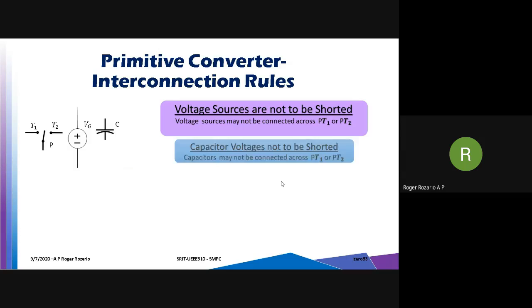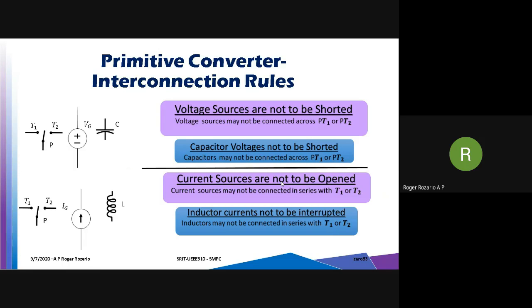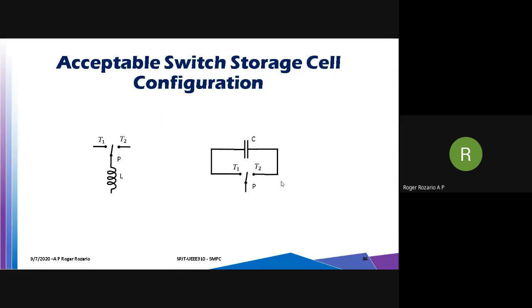So coming back, again, these are the general principles we followed. Looking into this diagram, one can understand the inductor has to be connected in series with the pole because inductor currents should not be interrupted. If you connect an inductor between P and T1, when the switch is moving from T1 to T2, the inductor current gets interrupted. So it should always be connected to the pole.